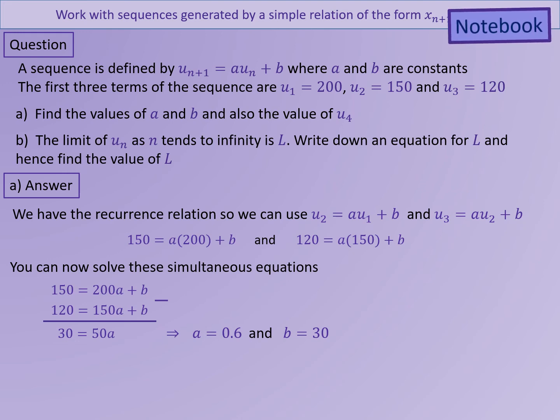It's always worth at this point checking that this value of a and b actually do work in the sequence. In other words, if we take a term, multiply it by 0.6 and add 30, does it always give us the next term in the sequence? We can now use these values to calculate u4. So u4 will be 0.6 times u3 plus 30. Therefore, u4 will come out as 102.